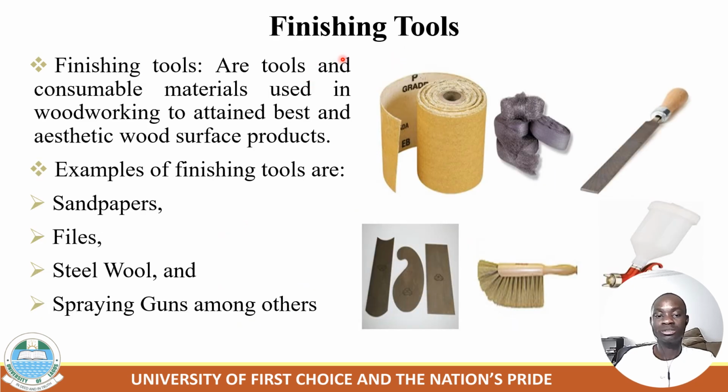And also finishing tools. The finishing tools are consumable materials used in woodworking to attain the best and aesthetic wood surface product. Examples of finishing tools are sandpaper, files, this is a file, steel wool, this is steel wool, spray gun, and others. After you have assembled your wooden components together, maybe a chair, bench, bed, or apparatus you just made in the workshop, you want it to look fine and aesthetic, so you use a finishing tool for that purpose.